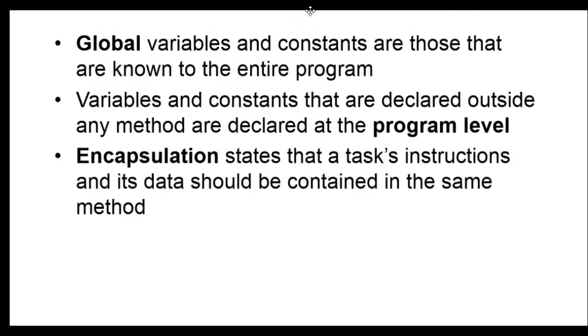Global, though, says that those are known to the entire program. And then we can even have ones that are created outside of our program. So in other words, we're pulling data that's existing. So our program may pull data from Windows, so that's an even bigger environment than our module or program. So we can declare them at the program level. So in other words, that entire program has them.